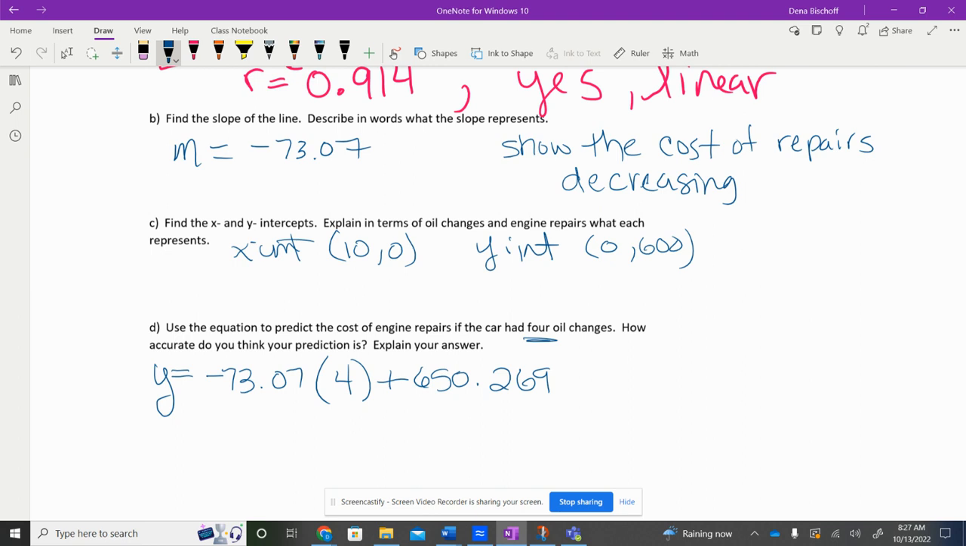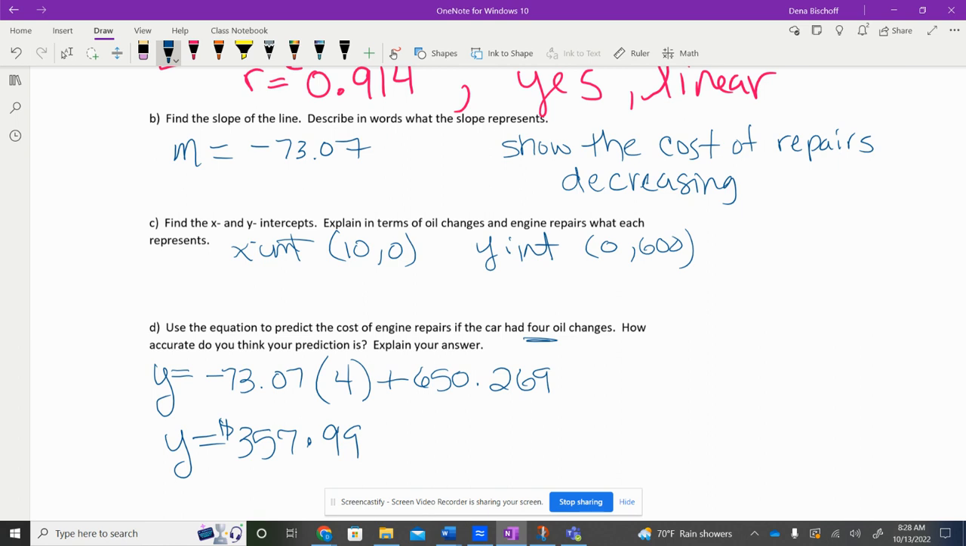On my calculator, negative 73.07 times 4 plus 650.269 is $357. Did someone else calculate that? 357. I'm going to round to 357.99. Does that make sense?